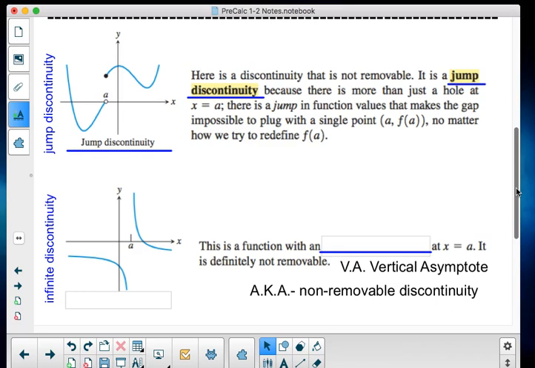Now, this is a function. This next one is an example of an infinite discontinuity or a vertical asymptote. They're the same. They're synonymous.